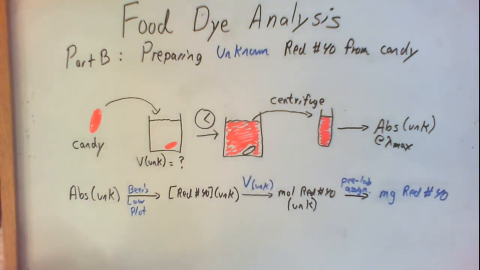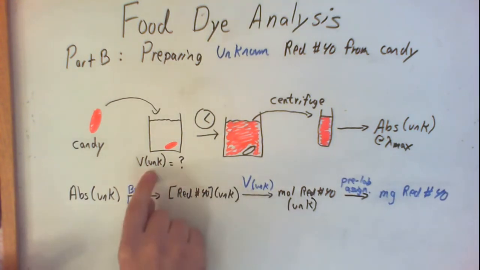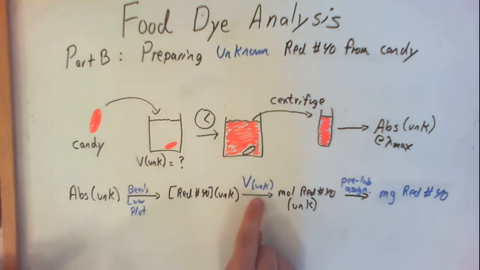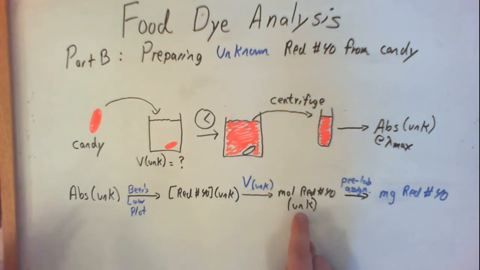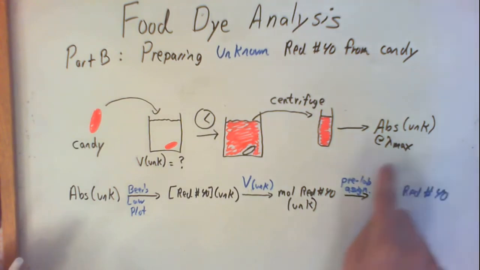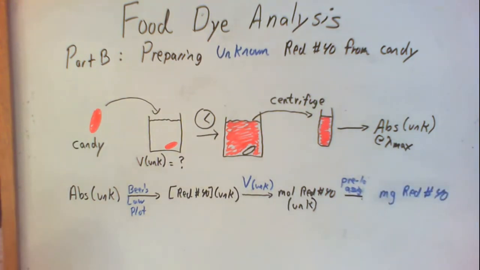Then, using how much deionized water we originally added, that's the volume of the unknown. We can then convert our molarity, moles per liter, into an amount of red 40 in moles. And then finally, using our prelab assignment, we'll be able to convert from moles of red 40 into grams of red 40, and finally grams of red 40 into milligrams of red 40.